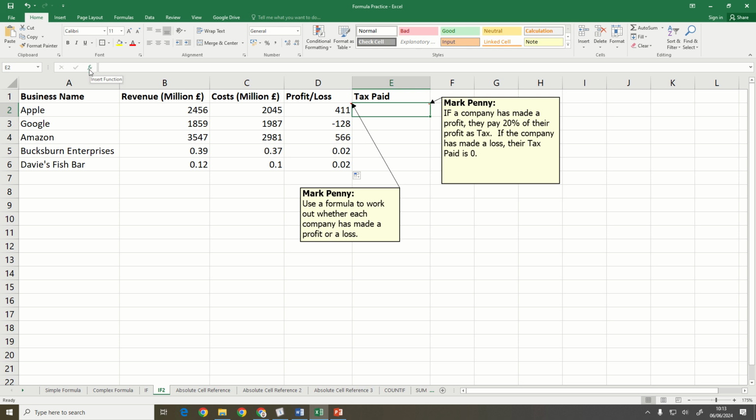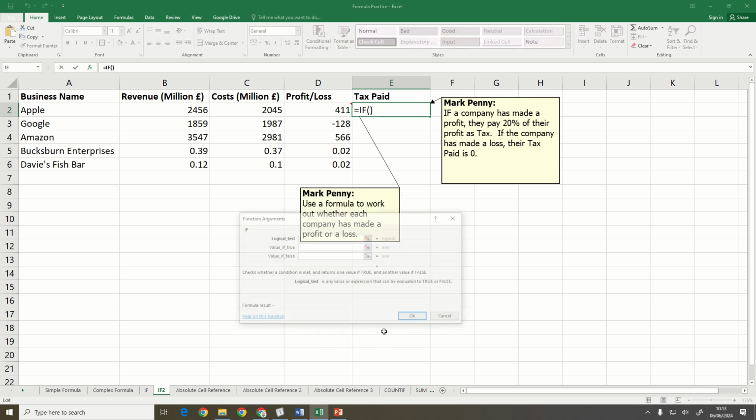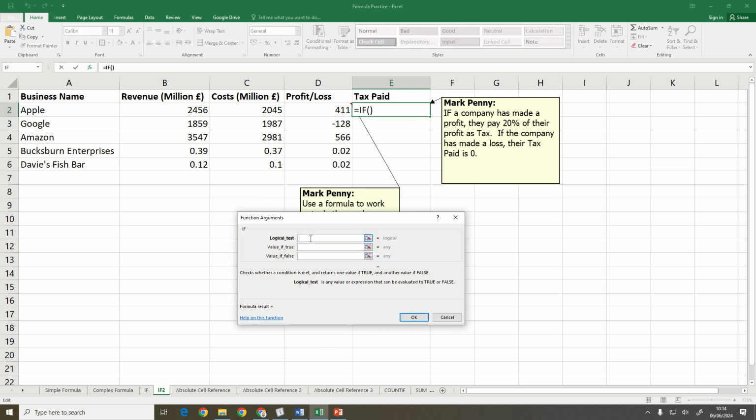So I'm going to go up to my insert function box. I'm going to find IF on the list, or I'm going to type it in and find it. And this time, our logical test is if D2 is greater than 0, because anything more than 0 is a profit. Even if they made 1 pence, that is still a profit.